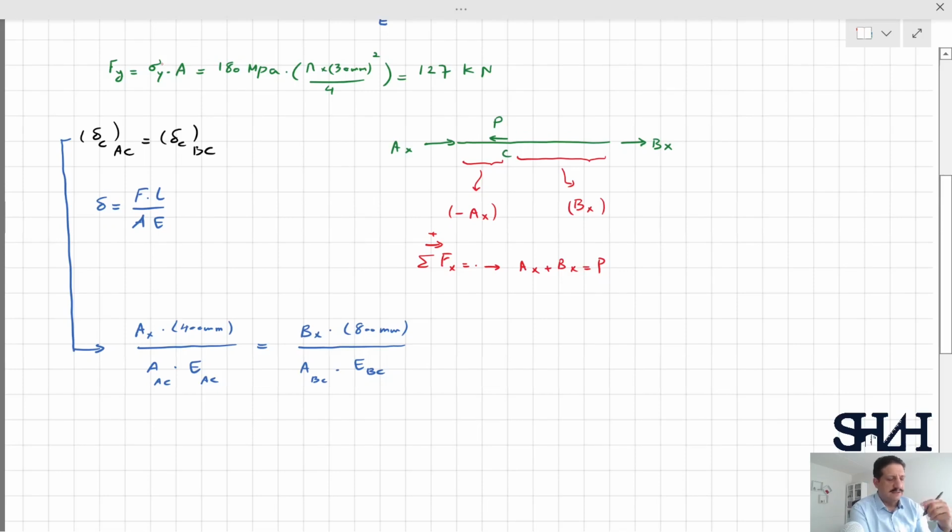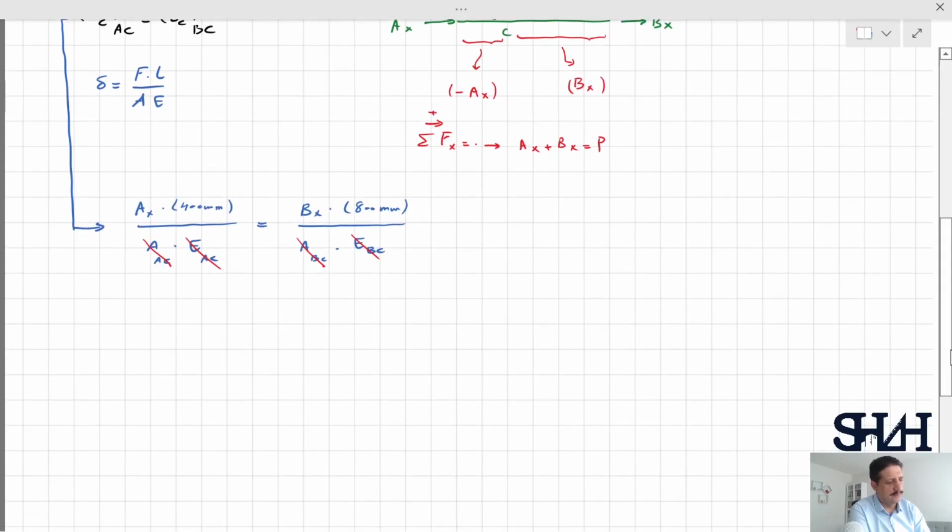As far as we have the same rod for the entire system, so the area is constant, and also we have the same material, then they can be crossed. And from here we can summarize that in the elastic phase, AX will be 2 times BX.